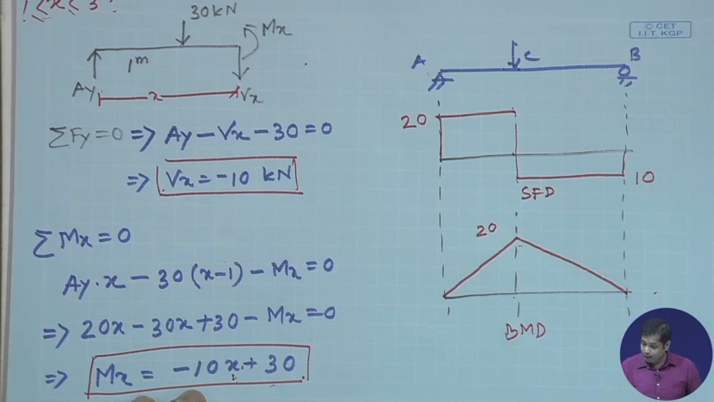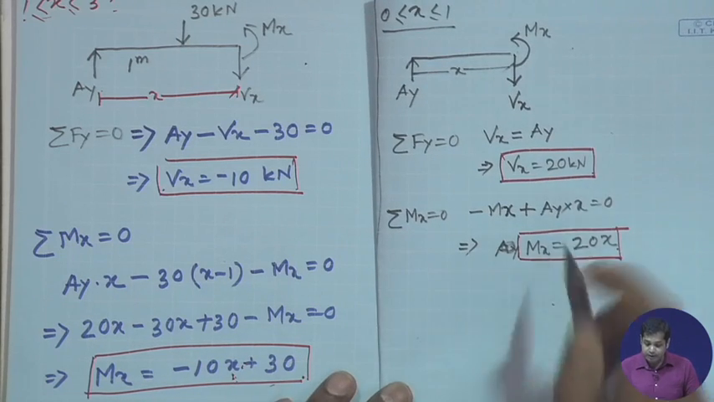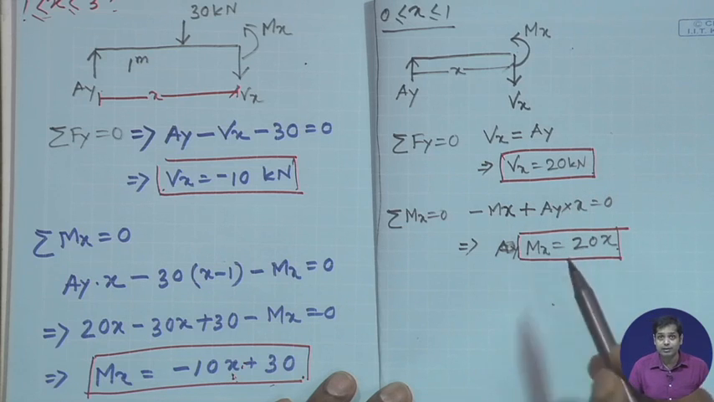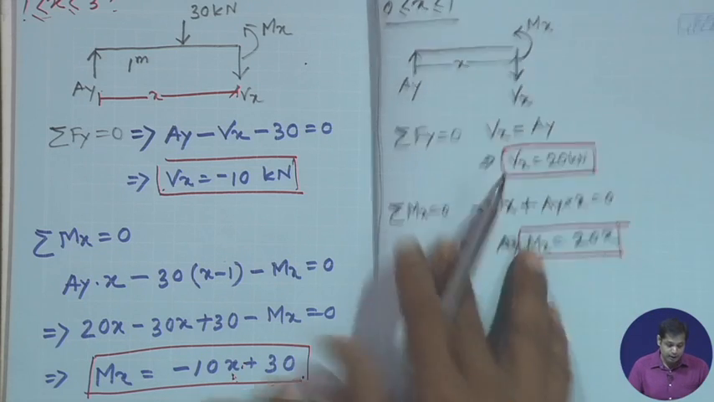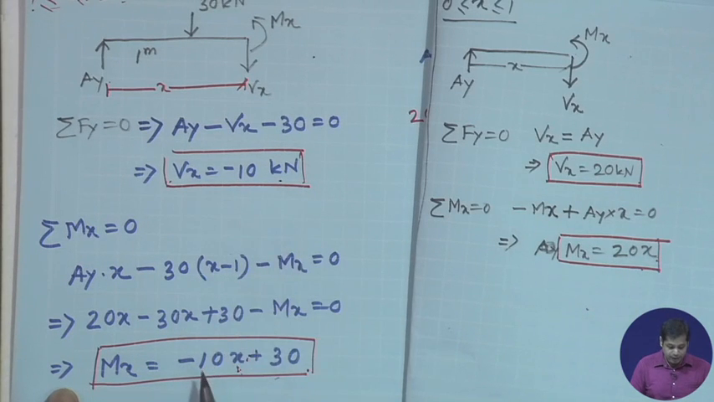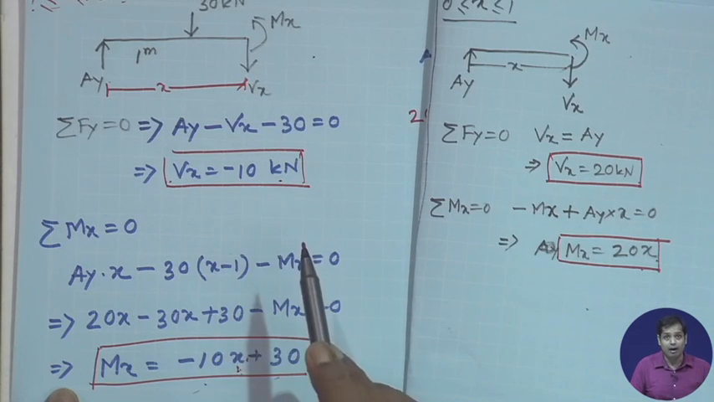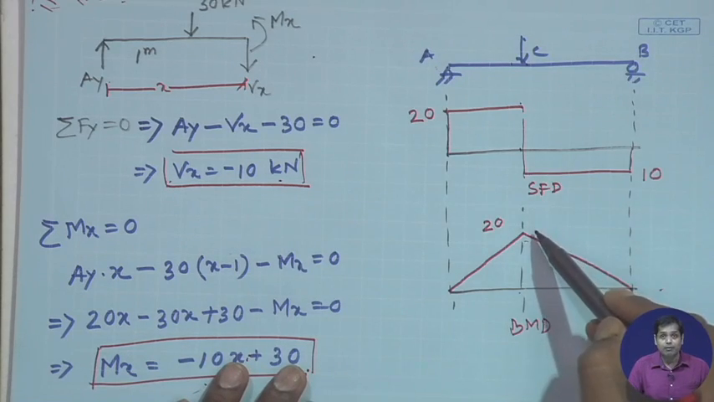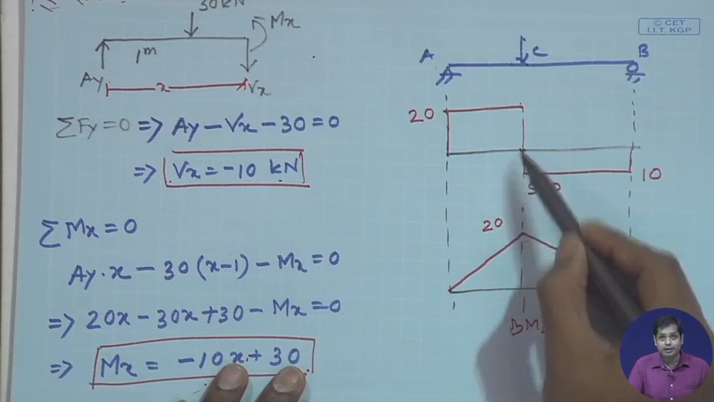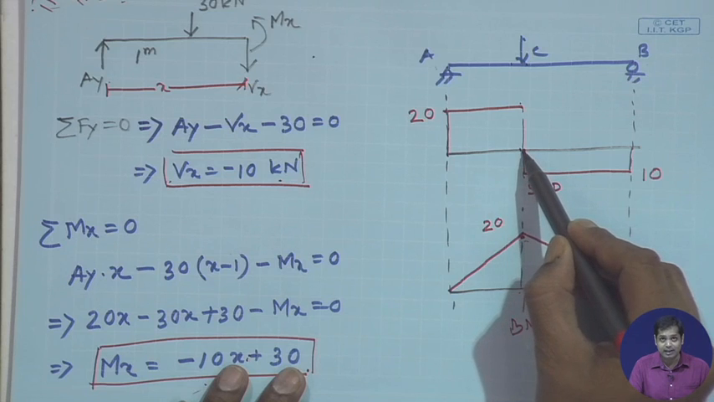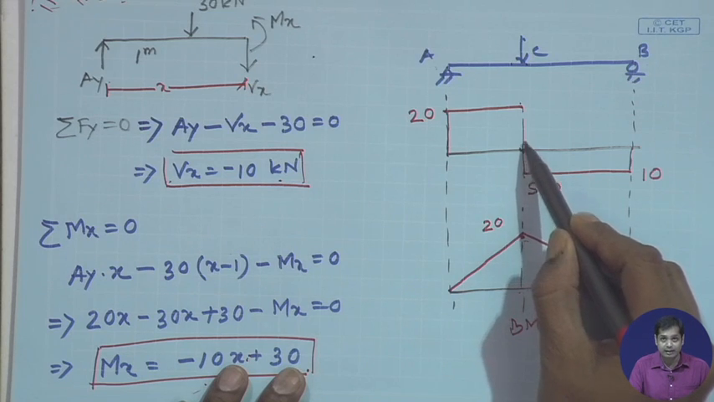Now, let us see what the observations are. Shear force is constant, and bending moment is one order higher, linear. In this case also, shear force is constant and bending moment is one order higher, linear. Again, looking at the diagrams, at this point your bending moment is positive and maximum, and just at this point your shear force is changing sign.